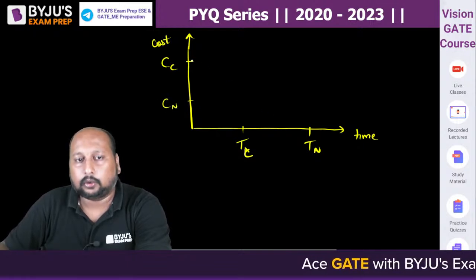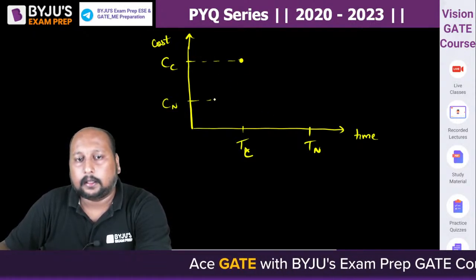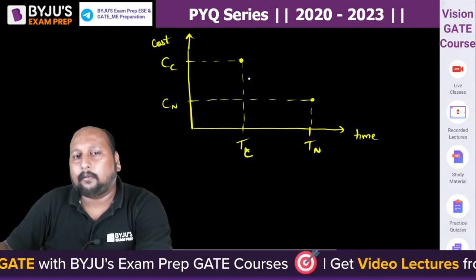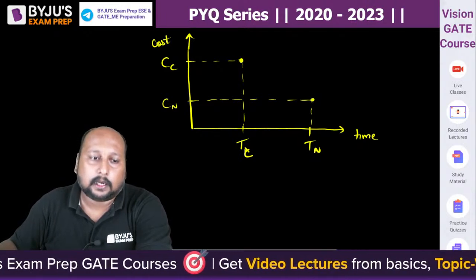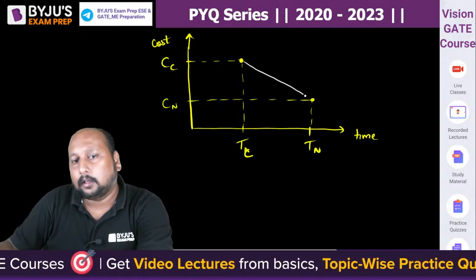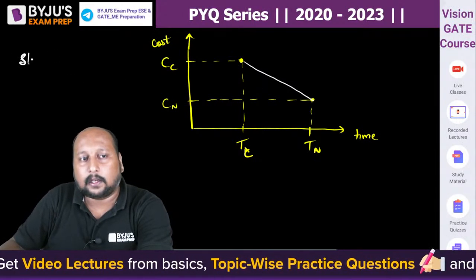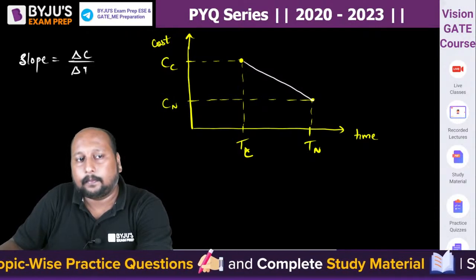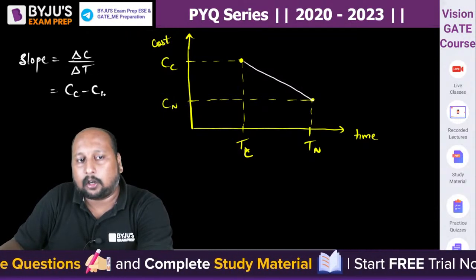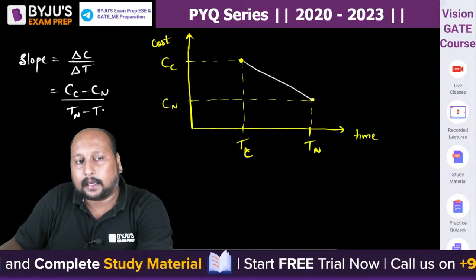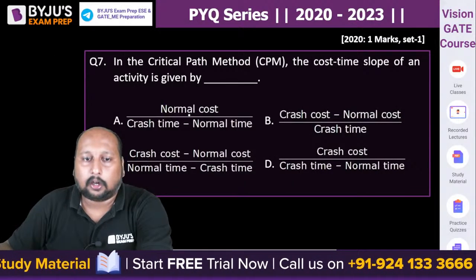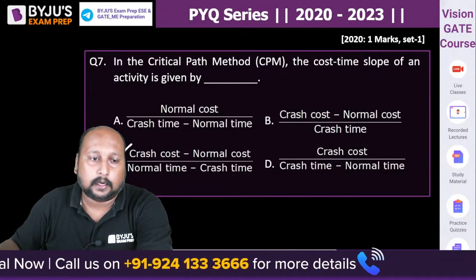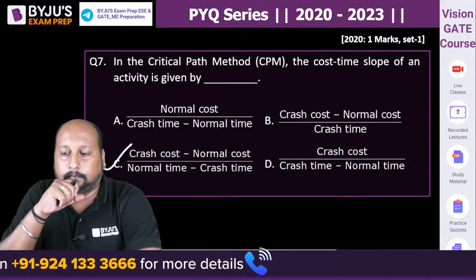You try to join. This is the point over here. This is the point over here. Okay. So we are doing one approximation that the curve will be linear, approximately linear. So if I try to calculate the slope, what will be the slope of this curve? The slope of this curve will be equal to the change in cost by change in time. That is the crash cost minus the normal cost divided by the normal time minus the crash time. That's it. So I think option C is the correct answer. Option C is the correct answer.